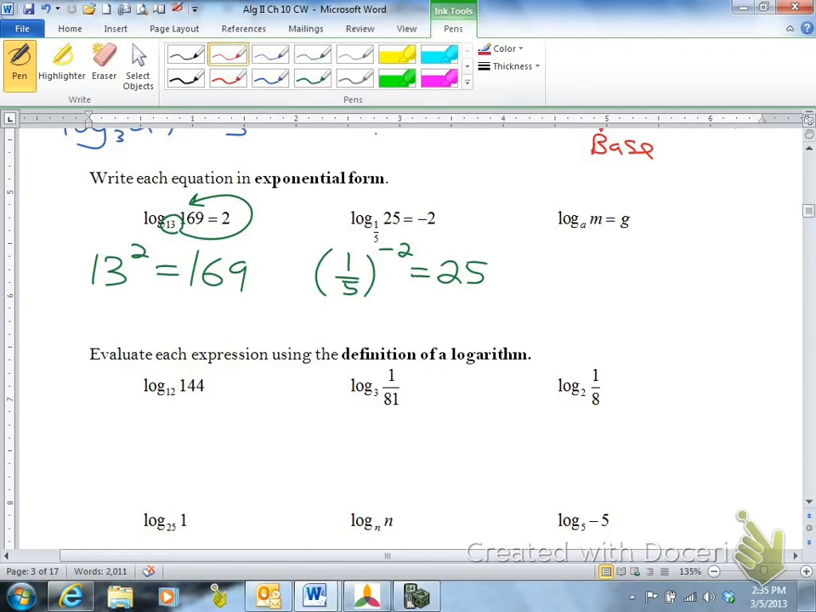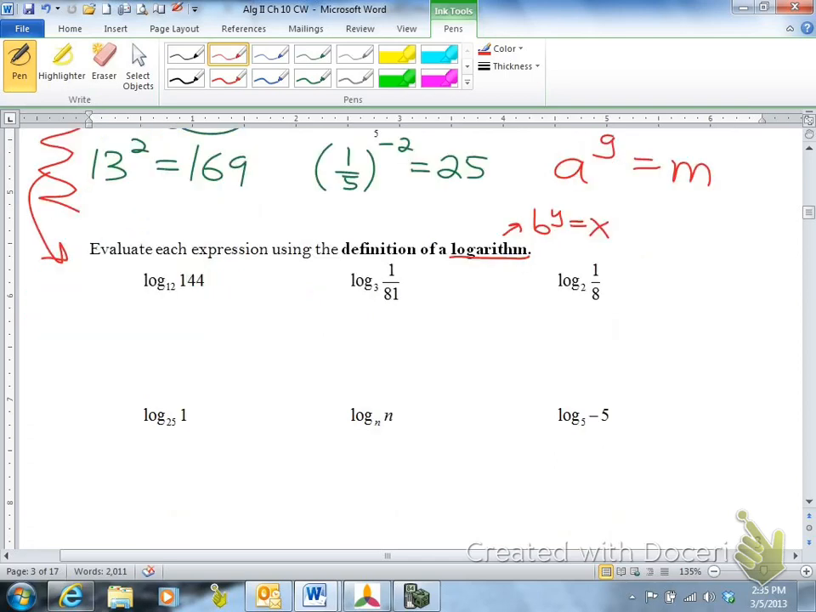So the next one we have a to the g equals m. The next part, we're going to basically use the same idea right here, and we're going to now evaluate different expressions with the definition of a logarithm. Definition of a logarithm just means to rewrite it in exponential form, b to the y equals x.